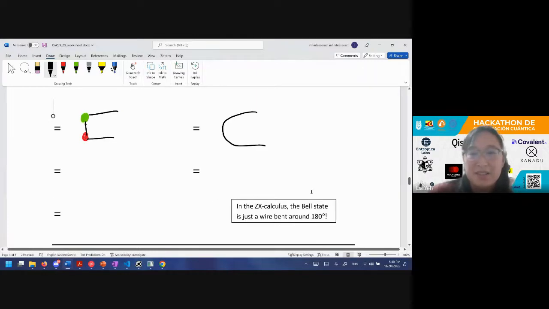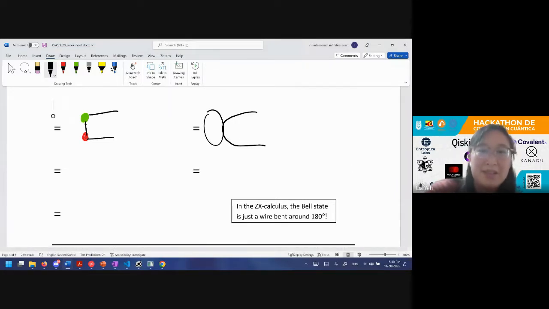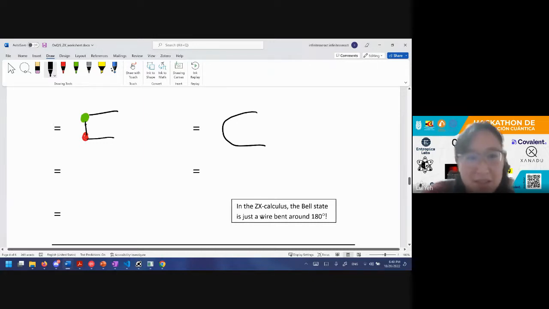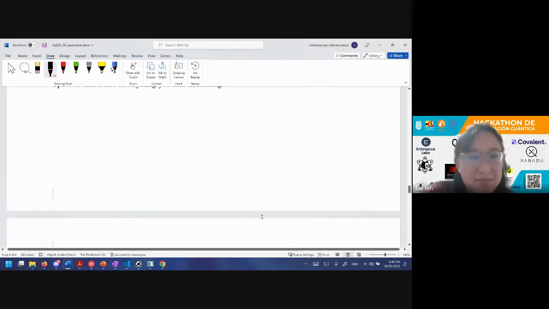So in the ZX calculus, the Bell state is just a wire bent around 180 degrees like this. I'm reading from left to right. This has no inputs and it has two outputs here, which is as we expect, because a Bell state is a two-qubit state, and a state has no inputs.